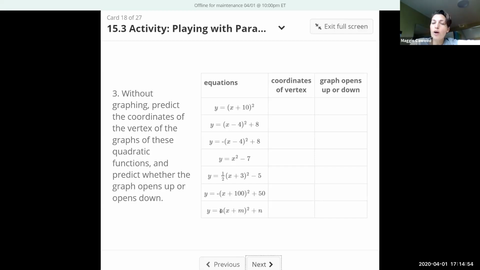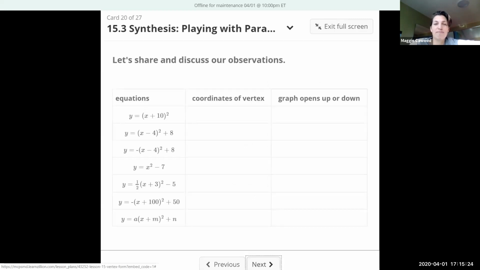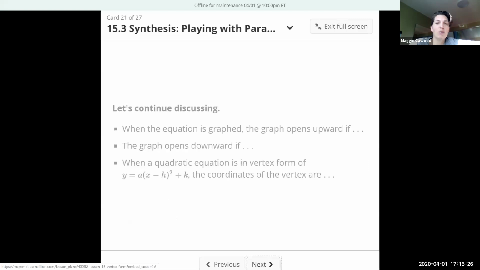And then how do I know if it opens up or down? That actually has 2 parts to it, right? If A is a positive number or bigger than 0, it's going to open up. And if A is a negative number or less than 0, then it's going to open down. All right. This just asks us to talk about it. Oh, now it's saying use graphing technology to check and see if you're correct. Oh, why did I just tell you all the answers? Okay, if you want to go back and check them, you can plug those in and practice working on your window and zooming in and out. All right, cool.